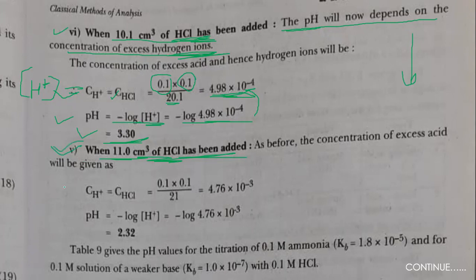So what is here now? Here it should be 1, not 0.1. It should be 1 into 0.1 upon 21. Total volume is 21, so you have to take the negative log of this. This is your pH. Remember, this is a printing mistake; on this side it's a 1. So the pH is 2 when 11 ml of HCl is added.